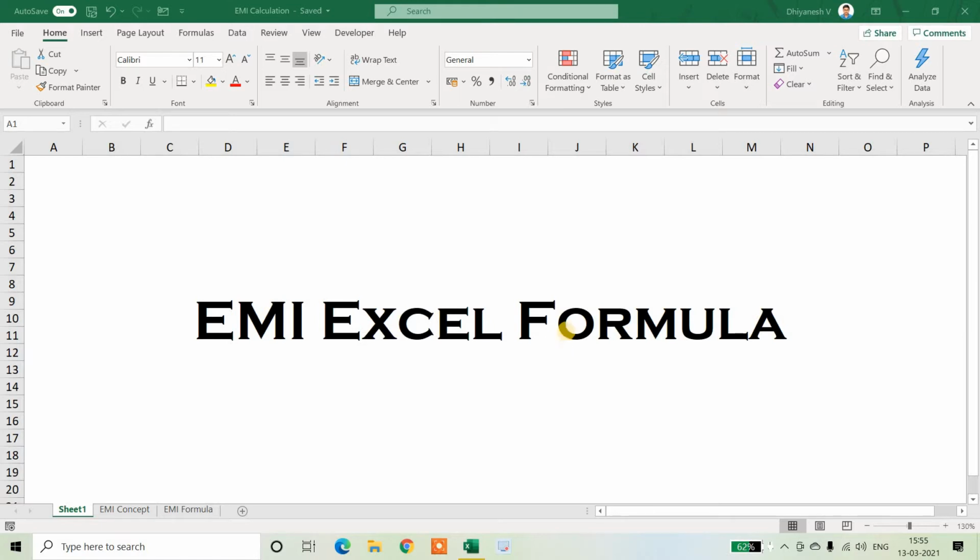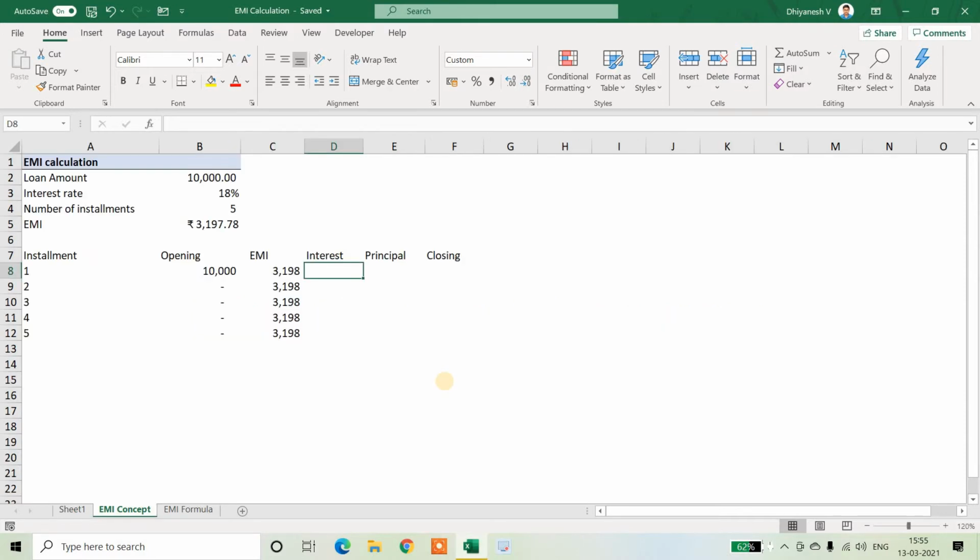So an EMI is a fixed payment made by a borrower to the lender at a specified date each calendar month. So I have borrowed 10,000 rupees at the rate of interest of 18%, which I am going to pay in 5 equal monthly installments. So let us understand the concept here.